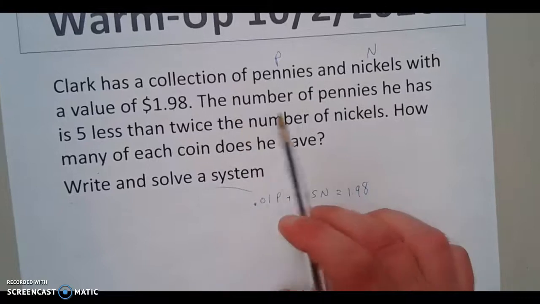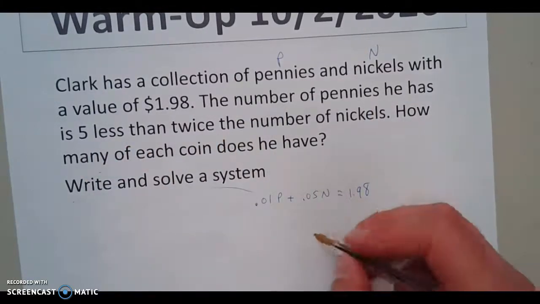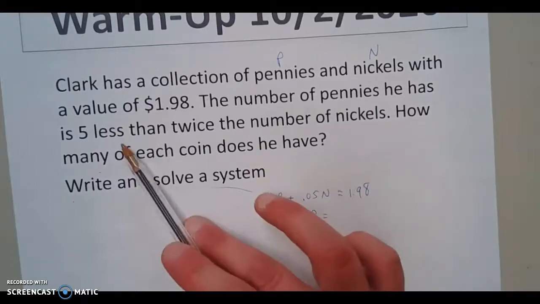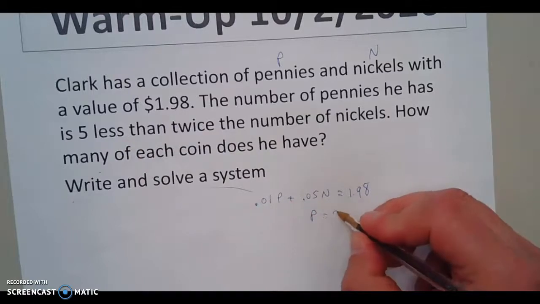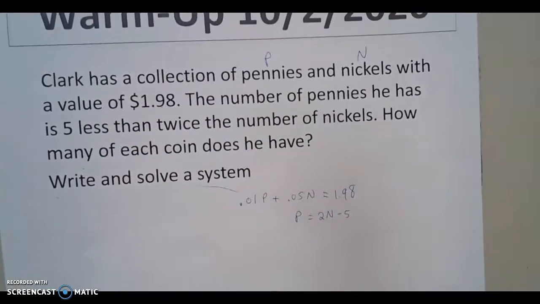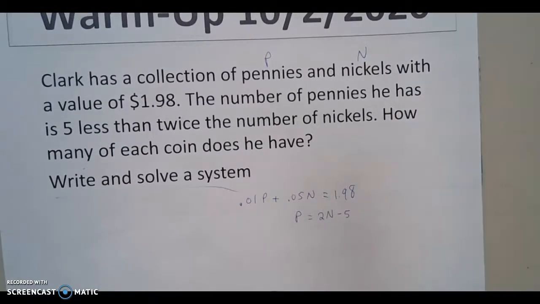Equation 2 says your number of pennies he has is 5 less than twice the number of nickels. So that's saying that pennies is equal to 5 less than twice the number of nickels. So if you double your number of nickels and you take 5 from it, there we go. So that's a system. Remember, a system, 2 equations, 2 variables. Now we can solve this. As far as how you solve it, that's up to you.